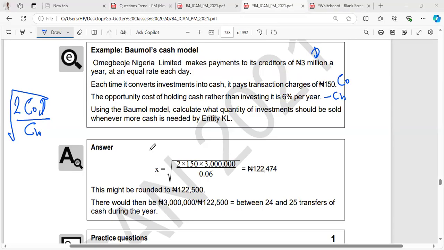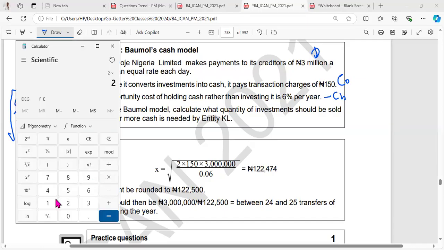Now we need to convert our 6% into a fraction. That's why it is 0.06. So when you do that, let's do it together. 2 multiplied by 150 multiplied by 3 million, divided by 0.06, that gives you a high figure of 450 million.